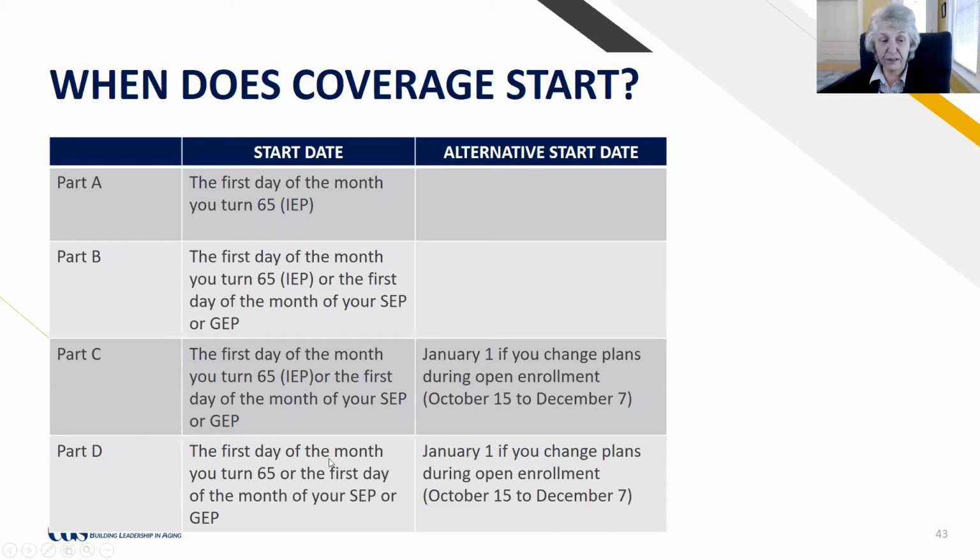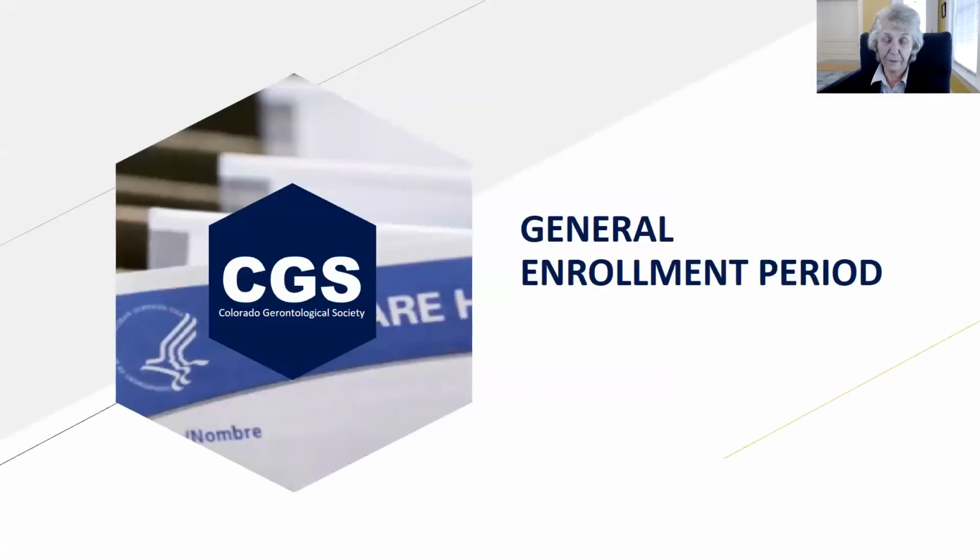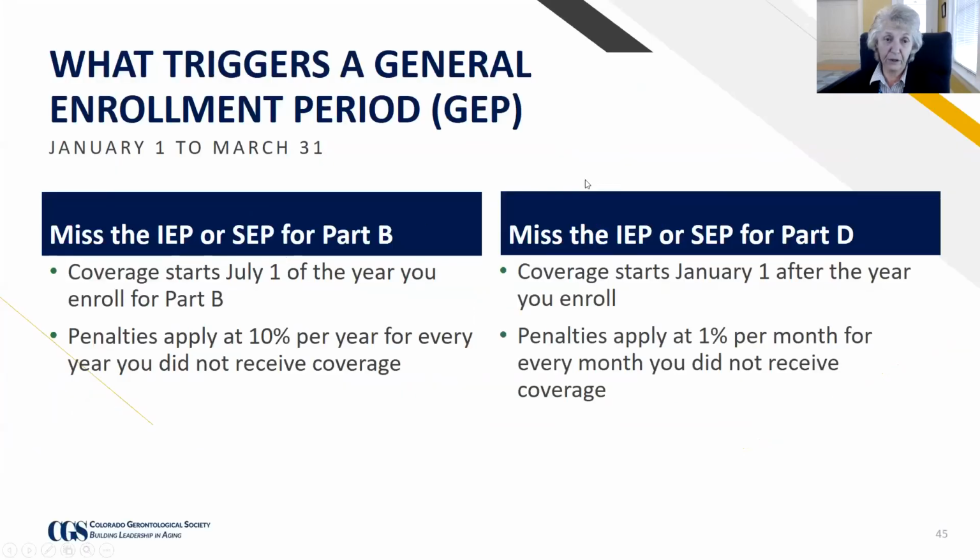Part D starts the first day of the month that you turn 65 and you enroll in a Part D, or the first day of the month of your SEP or your GEP. And then if you change your prescription drug plan during the annual enrollment period or open enrollment, then your new coverage starts January 1. If you have to exercise a general enrollment period, what triggers a general enrollment period?